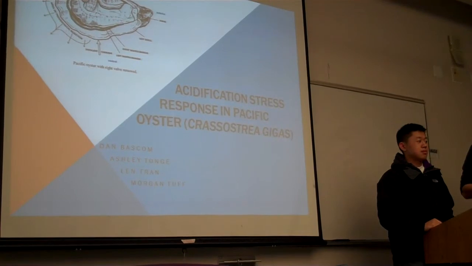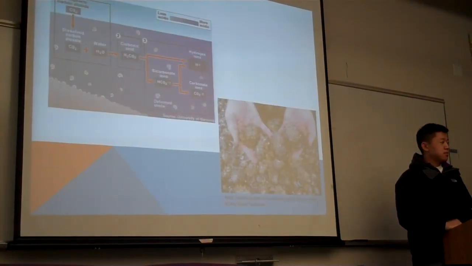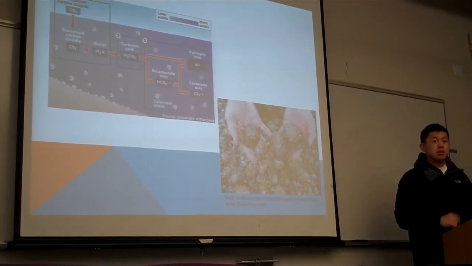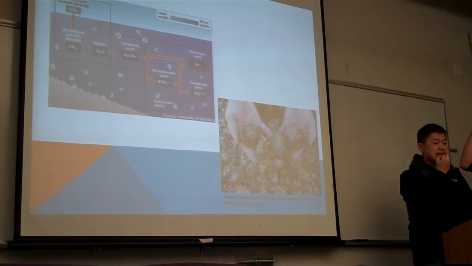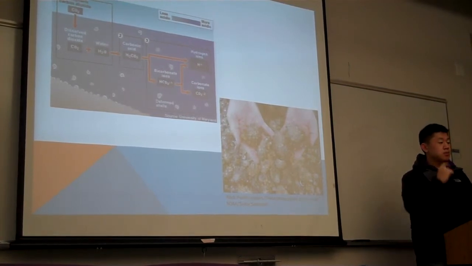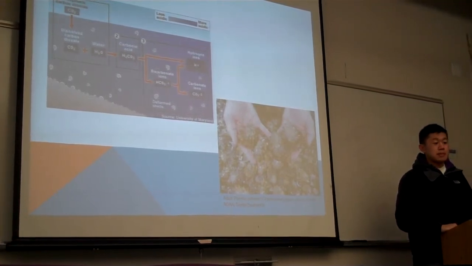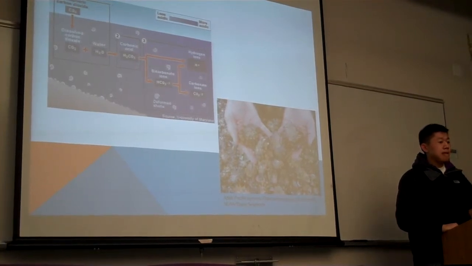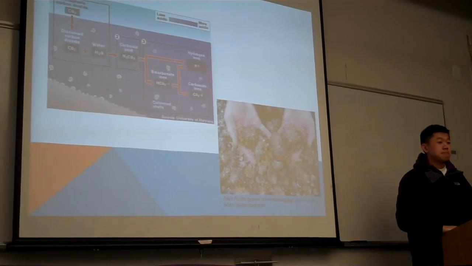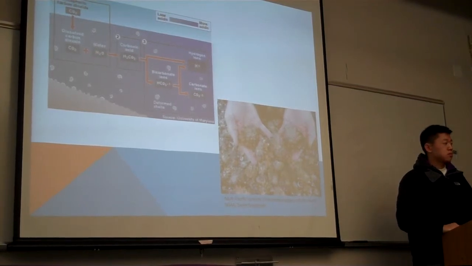So, for our project, we measured stress response to acidification, pH change, in Pacific oyster. Just some background: most of you know what acidification is, but CO2 gets into the water, reacts with H2O, forms carbonic acid, and changes the pH balance. Pacific oysters are native to Japan, but we grow them here and all around the world for aquaculture purposes. They're pretty temperature tolerant for oyster species. Like most bivalves, they don't have extreme pH changes.